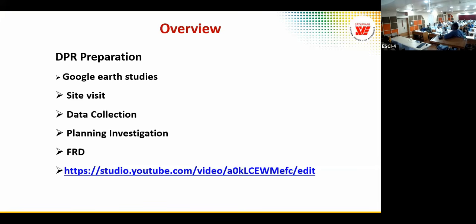The next most important aspect for DPR preparation is FRD, that is the functional requirement document. That is to be given by the implementing agency or department, whoever is implementing, who knows the purpose of the facility that we are building. So for that purpose, what are the functional requirements? There are statutory norms for the functional requirements, whether it is the National Building Code or CPWD guidelines.